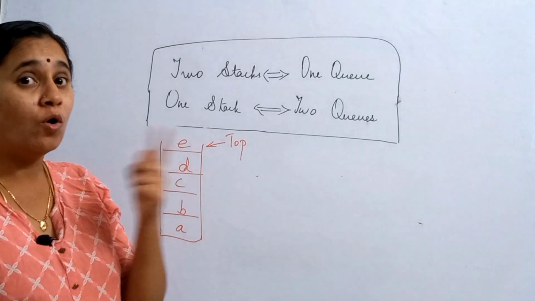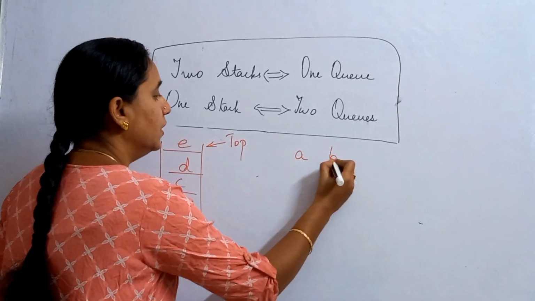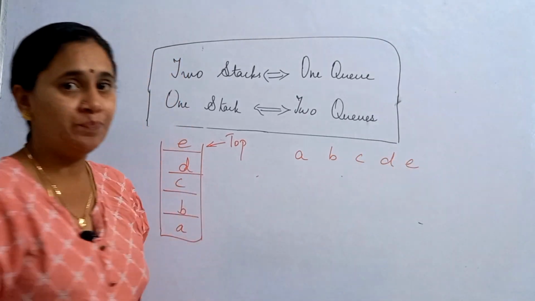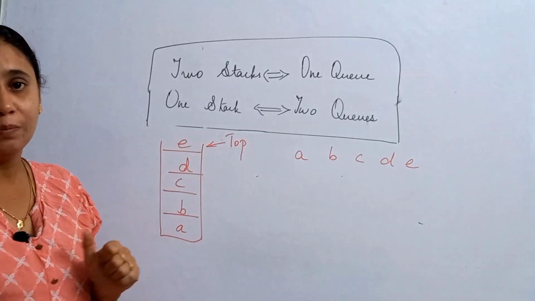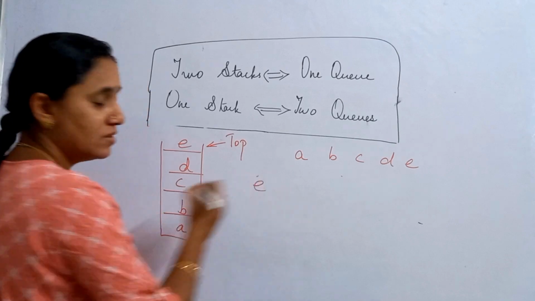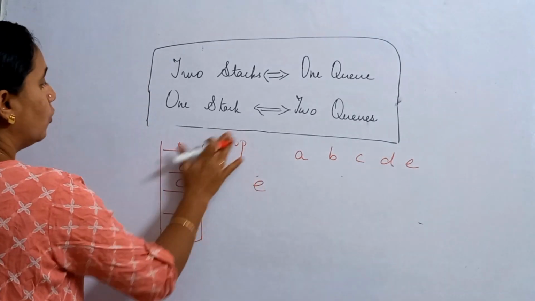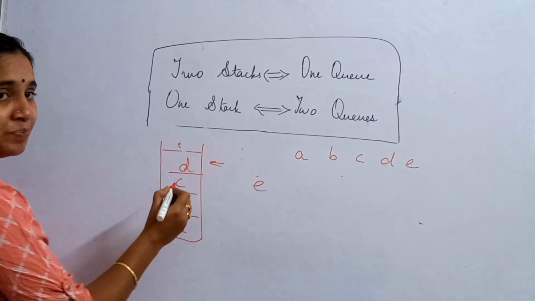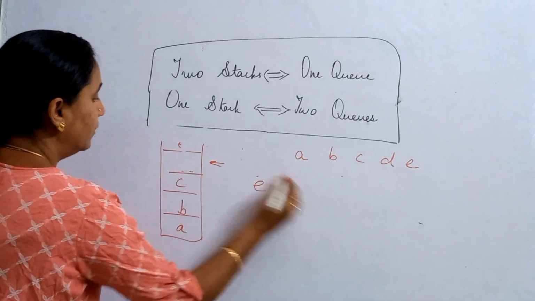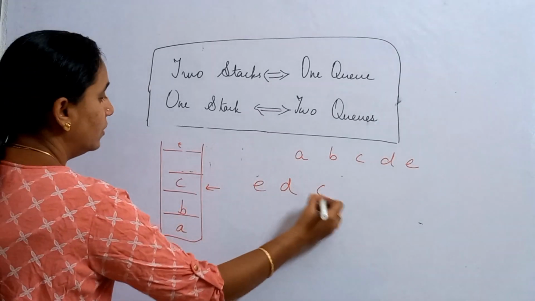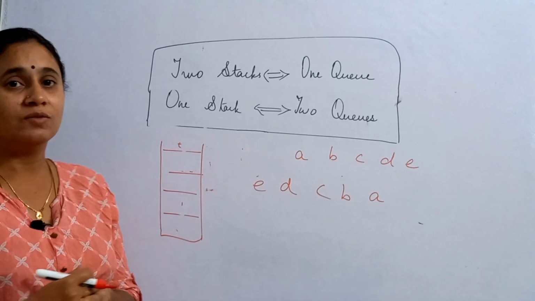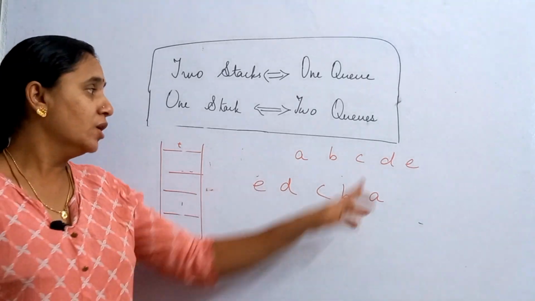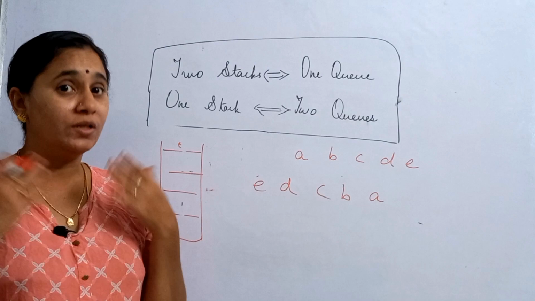So in the queue, what was the output? A, B, C, D and E, isn't it? So by stack, if I want to get the output, how will my output be? First E will be printed, isn't it? E will be printed, then top will be decremented here, right? So D will be printed, then here it will be pointing, C will be printed, and then B and then A. Okay, so like this only you will be getting the output. You will see whether the output is matching. No, it is not matching.